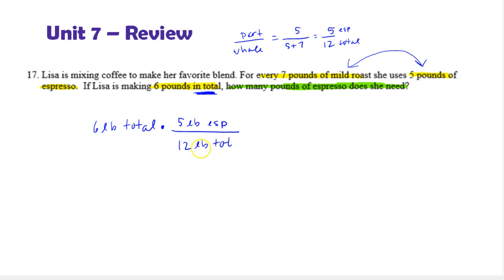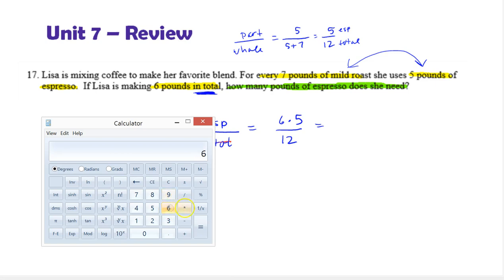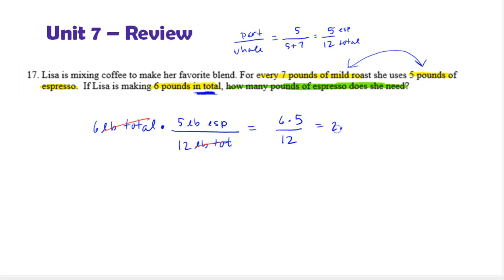Now let's cancel out these units. I know we're good to go. We're going to be left with pounds of espresso. In the numerator, we have 6 times 5. In the denominator, we just have a 12. Let's compute this, and then we will write the pounds of espresso. So 6 times 5 divided by 12 is 2.5. We didn't need to round, so 2.5 pounds of espresso.